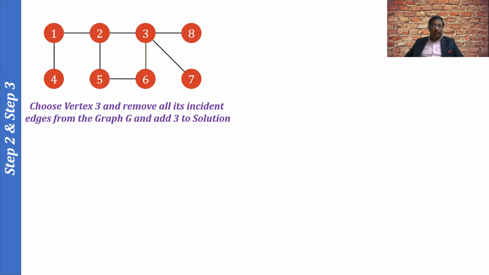Choose vertex 3 because that is the vertex with maximum degree, remove all its edges from the graph G, and add 3 to the solution. So what are the edges coming out of 3? Whatever is coming out of 3, remove all those edges: 3 to 2, 3 to 8, 3 to 6 and 3 to 7. All the 4 edges I am removing, and I am including the vertex 3 as part of the vertex cover. Okay, right. What is the next step?